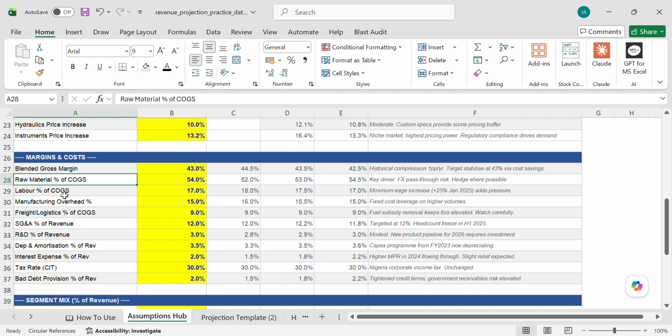We have our labor, we can also do that as a percentage of our revenue. Historically, this is how it has been, an average of 17.5%, but we are capping it at 17%. Minimum wage increase of 5% adds pressure from January. Just describe your reasons and everything, and this is how we are going to be modeling.